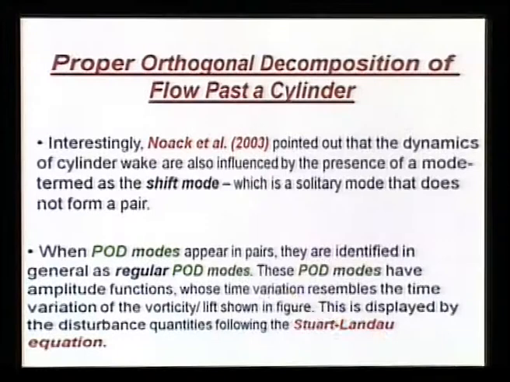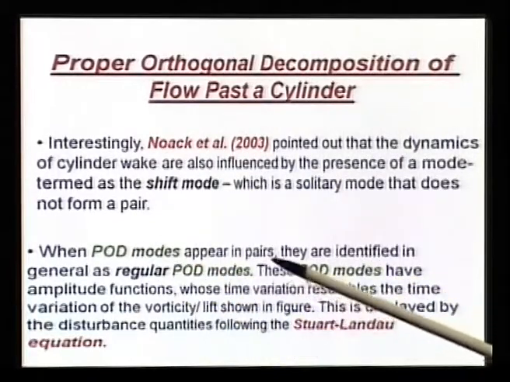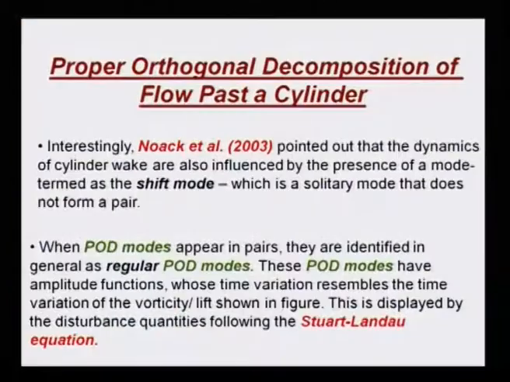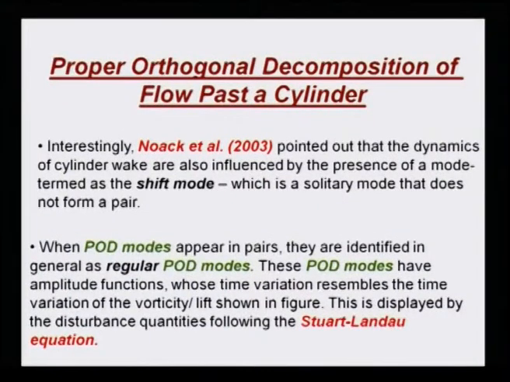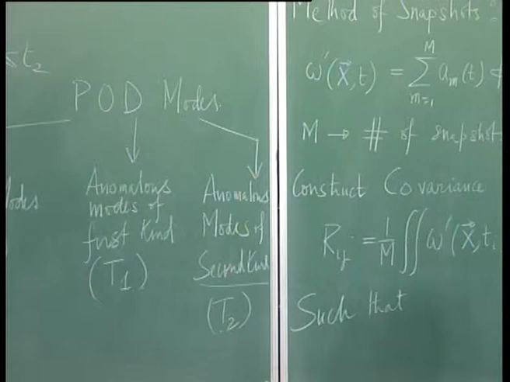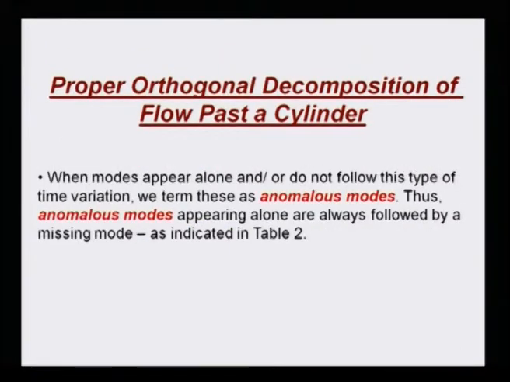So this is what we said already, that if I look at the POD modes and they appear in pair, then we will call them as regular modes when they follow Stewart-Landau equation. If they occur in pair and do not follow Stewart-Landau equation, then I will not call them as regular modes. I will call them as the T2 modes, right. So this is the taxonomy. So this is your definition of anomalous modes. Modes appearing alone or do not follow the time variation given by Landau equation, call them as anomalous modes.